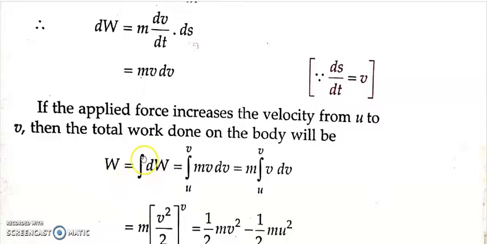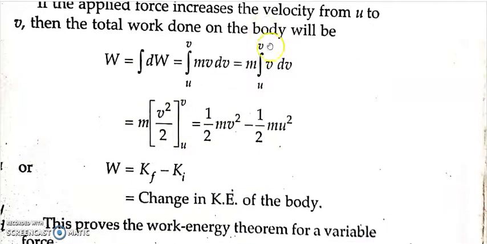Now, what is the limit? The initial velocity is u and the final velocity is v. So if you consider the limit as velocity, then obviously you have to write velocity here. The integral is in terms of velocity, m v dv. m is a constant, take it outside. v dv gives v square by 2, upper limit v, lower limit u. So just put in v square by 2 minus u square by 2. This is the expression you finally get.